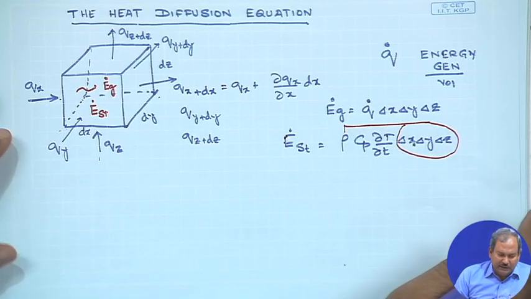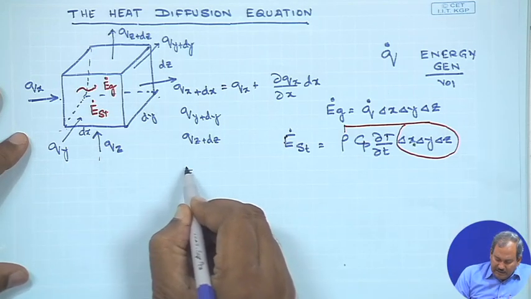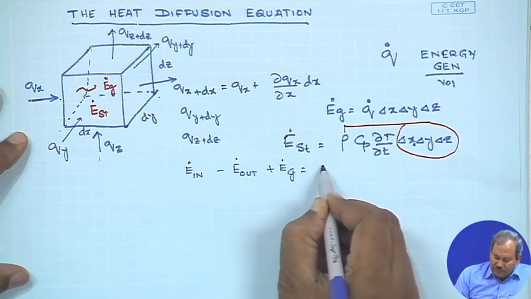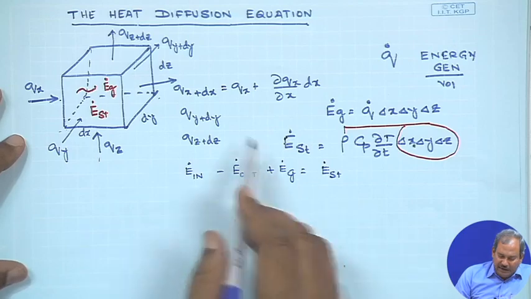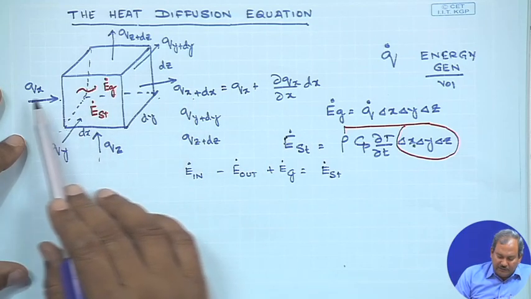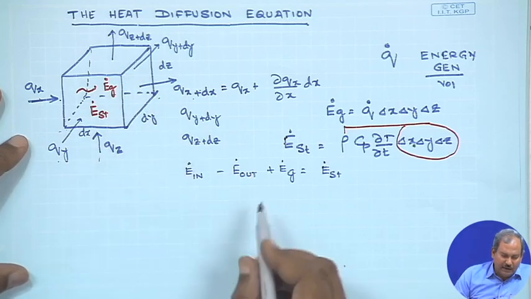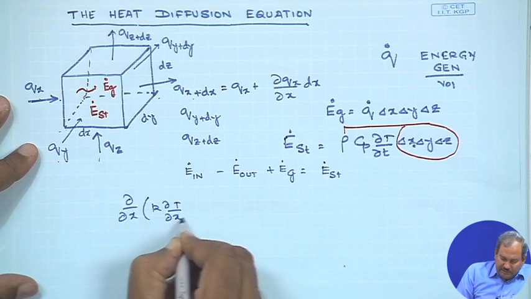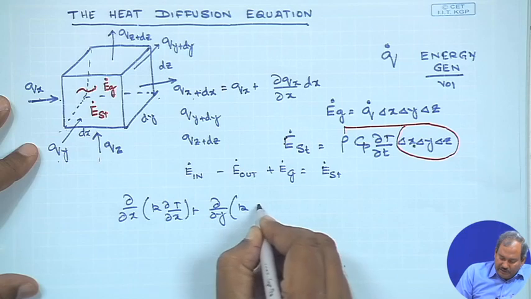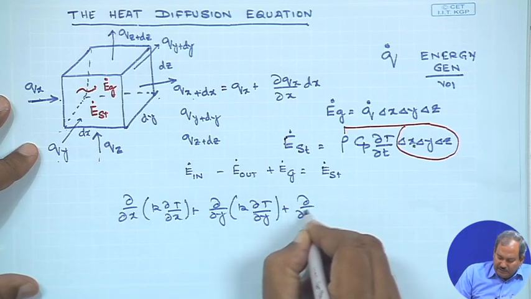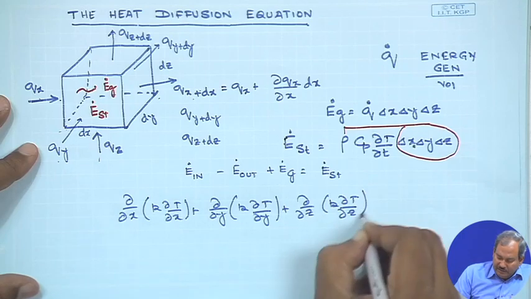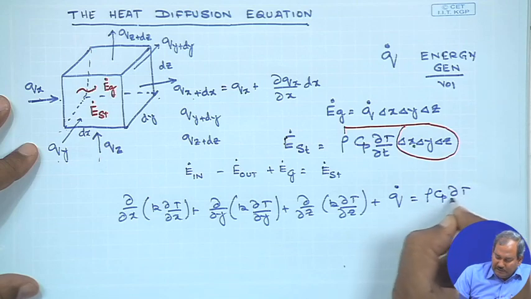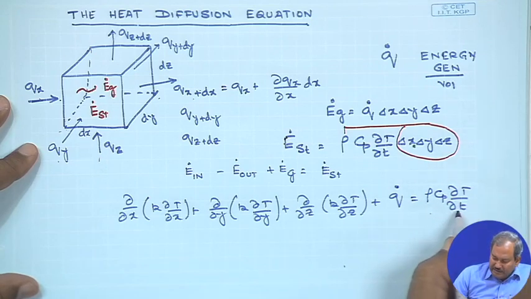So, when you write the balance equation as E dot in minus E dot out plus E dot generated is equal to E dot stored, and plug in the values of qx plus del x, qy plus del y, and so on, and you simplify, what you would get is del by del x of k del T by del x plus del by del y of k del T by del y plus del by del z of k del T by del z plus q dot, which is the energy generated per unit volume, is equal to rho Cp del T by del time, which is the energy stored per unit volume.